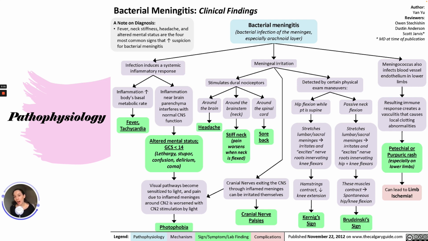Visual pathways become sensitized to light and pain due to inflamed meninges. So we'll see photophobia. We'll also see meningeal irritation stimulate dural neuroreceptors around the brainstem, neck, and spinal cord, so we'll see headaches, stiff neck pain, and sore back. It'll also lead to cranial nerves exiting the central nervous system through inflamed meninges becoming irritated themselves, which can lead to cranial nerve palsies.